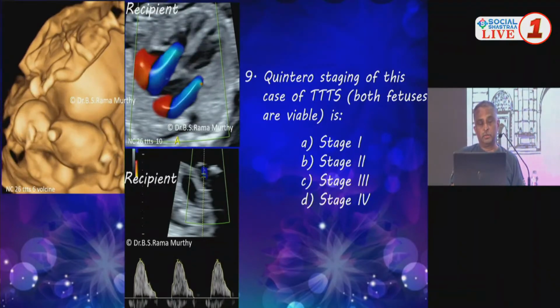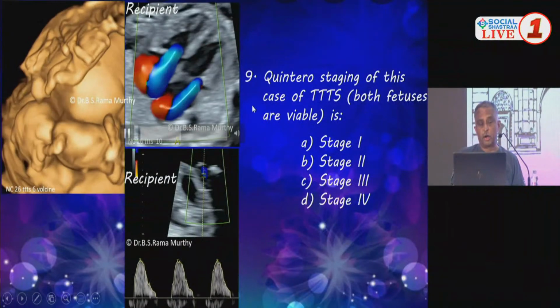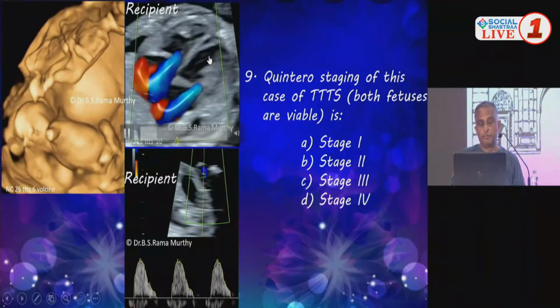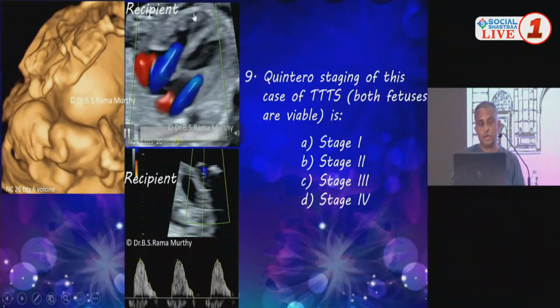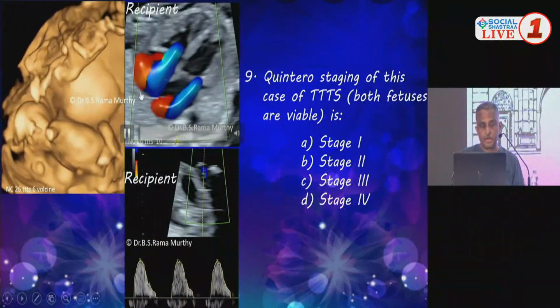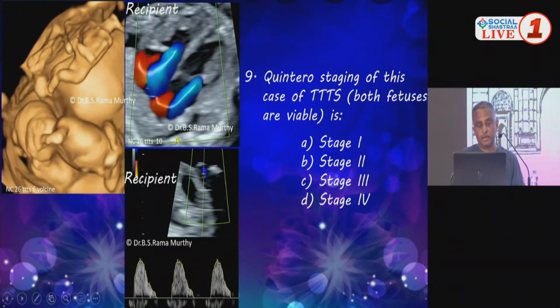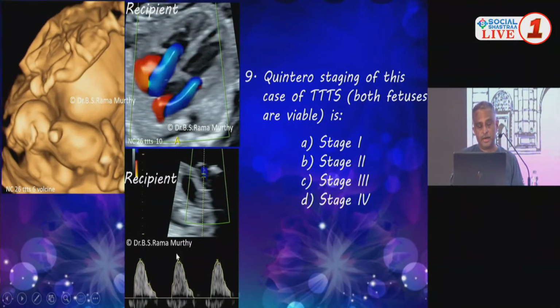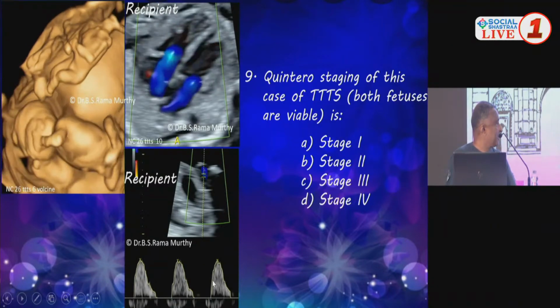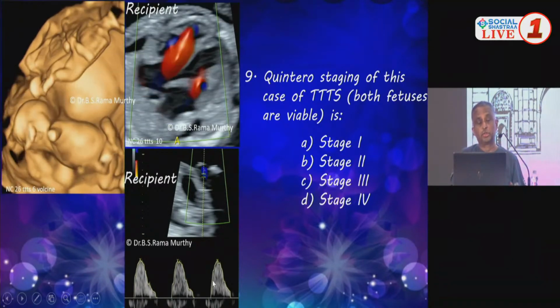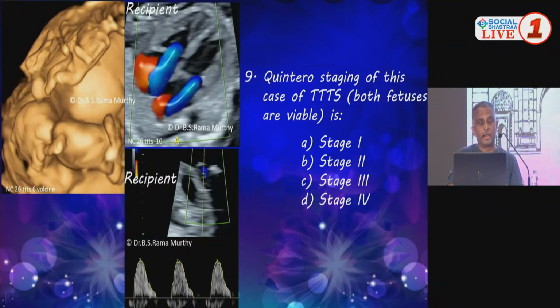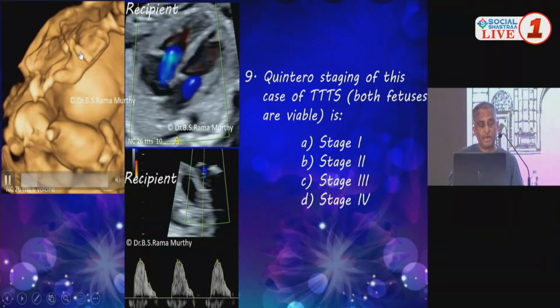And you have a Doppler abnormality. You have not only mitral regurgitation, you have tricuspid regurgitation, you have a cardiomegaly which is happening, and there is absent end-diastolic flow of the umbilical artery in the recipient twin. So whenever both the twins are alive, you have an oligo-poly sequence.